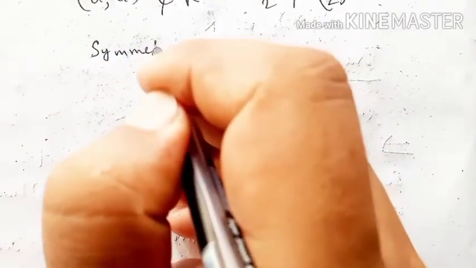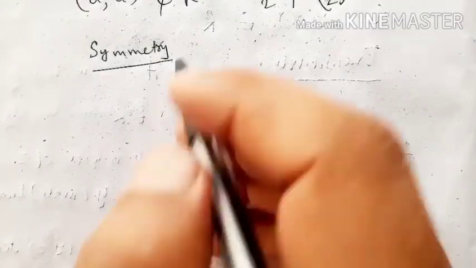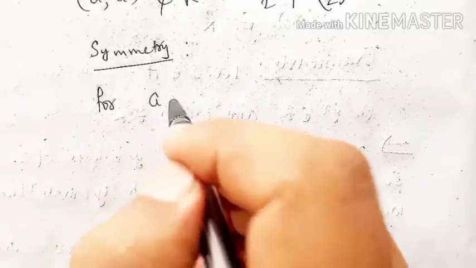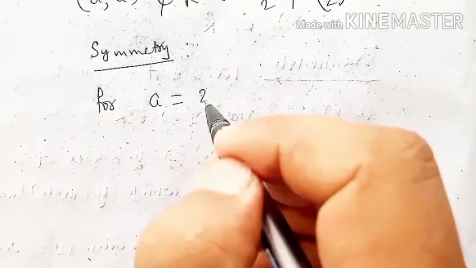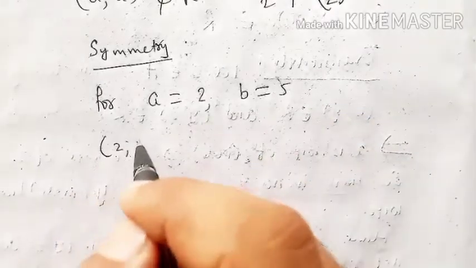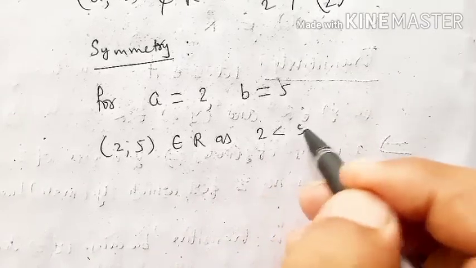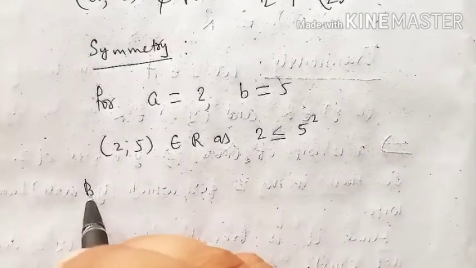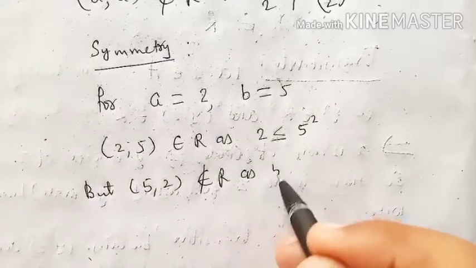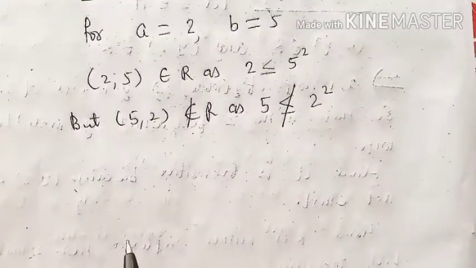Symmetry. For A is equal to 2, B is equal to 5, (2, 5) belongs to R as 2 is less than or equal to 5 square. But (5, 2) does not belong to R as 5 is not less than or equal to 2 square.